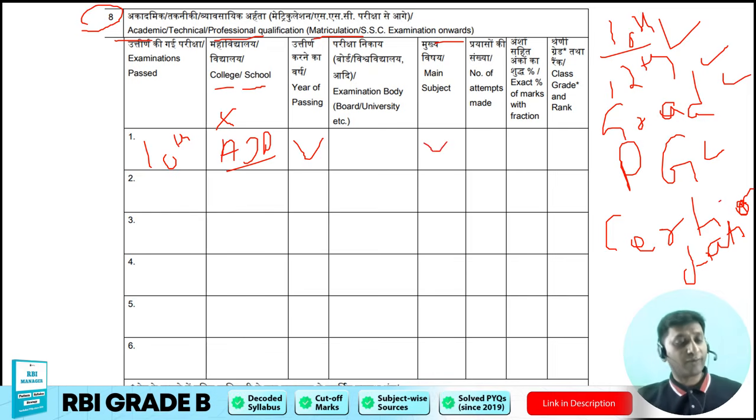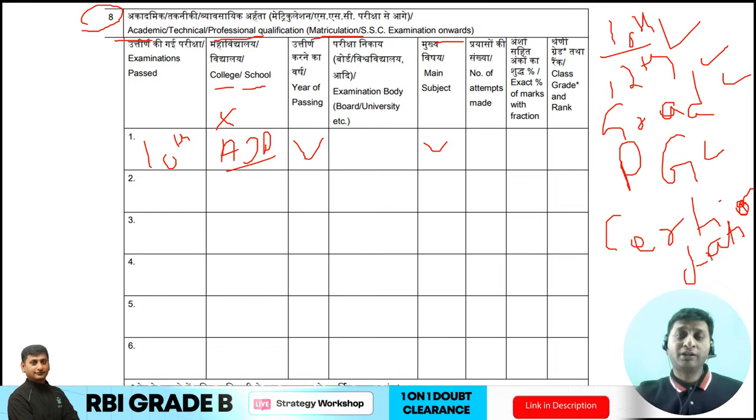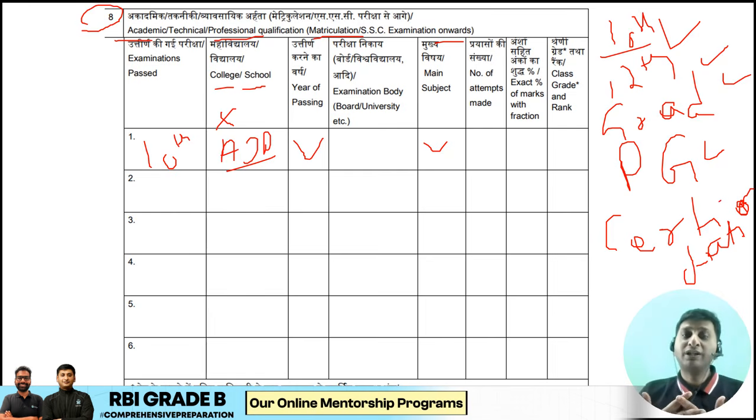So in 10th class, the main subjects would be like math, science, social science, Hindi, English, right? All of them. Then number of attempts made, right? The number of times you appeared in the 10th examination. So if you say failed for one time, the number of attempts would be two, right?